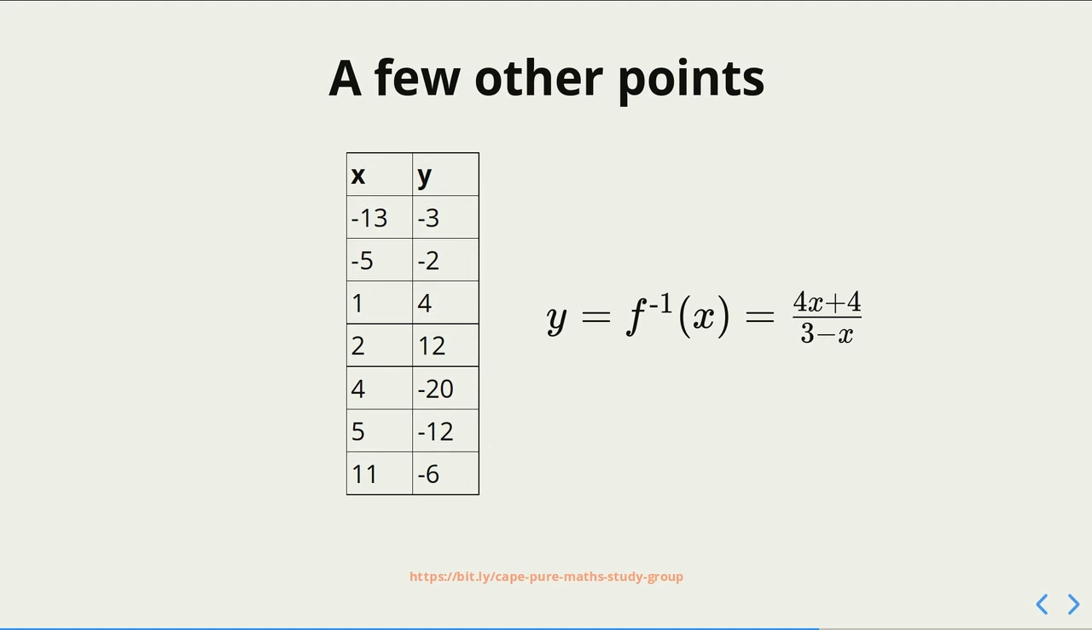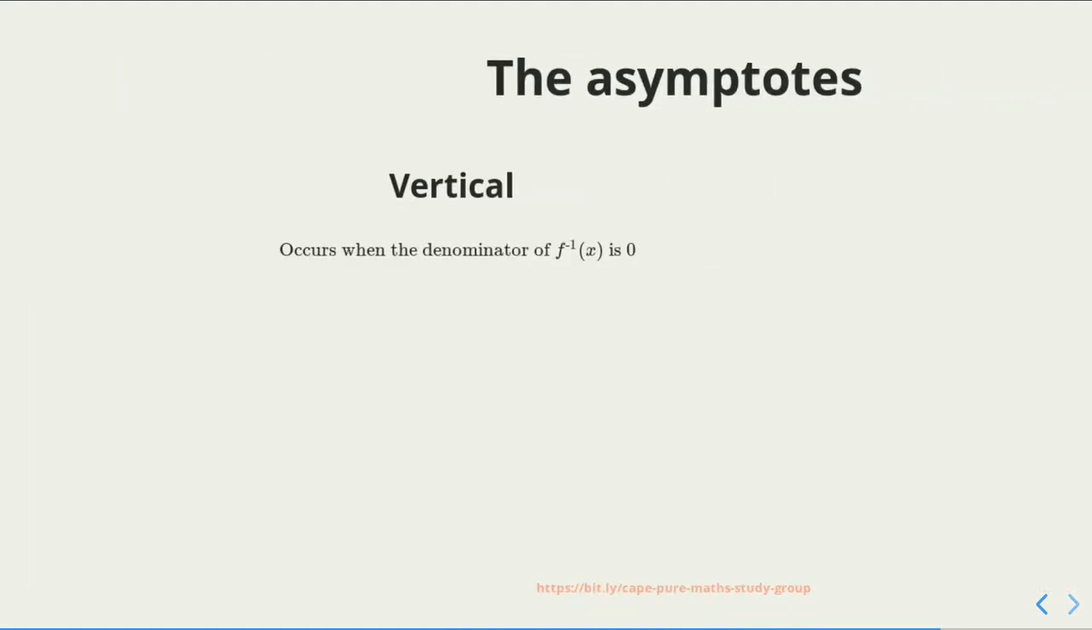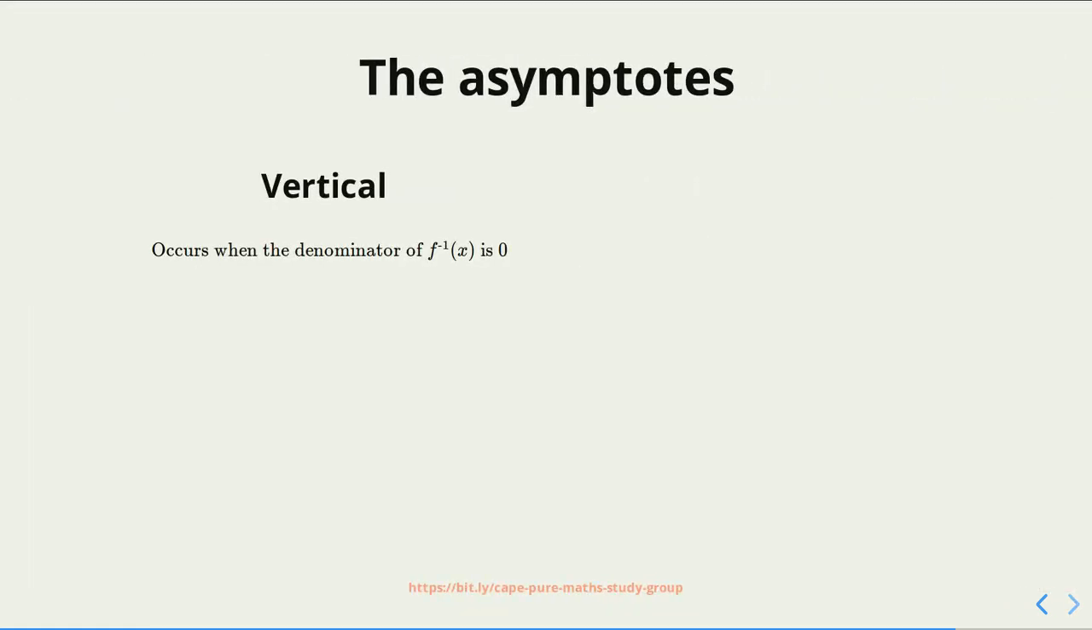Finally, we need to find the asymptotes. It has a vertical asymptote when its denominator is 0. That is when 3 minus x is equal to 0, so that x is equal to 3. Therefore, the line x equal to 3 is the vertical asymptote.